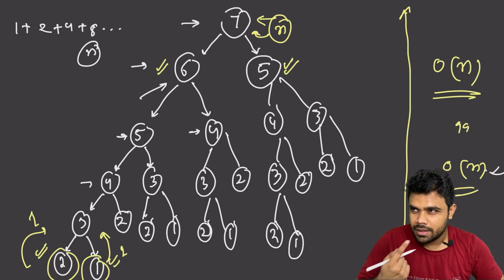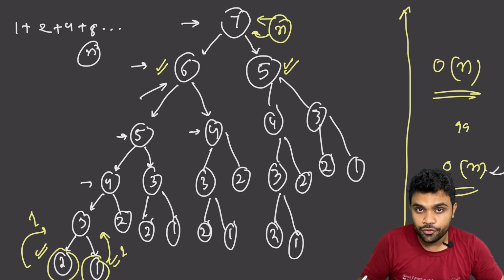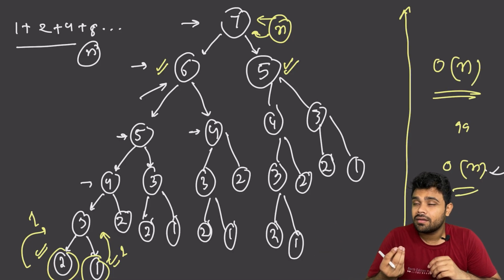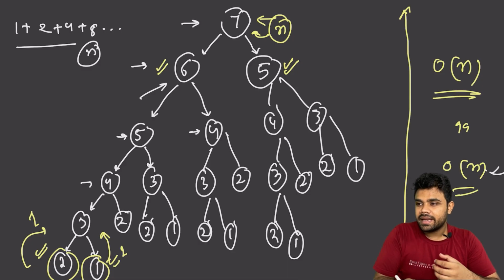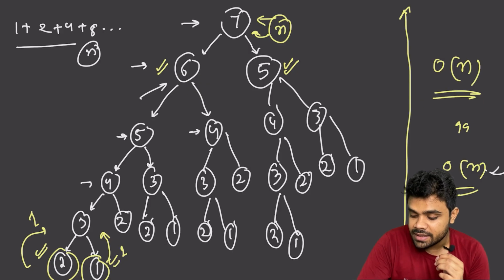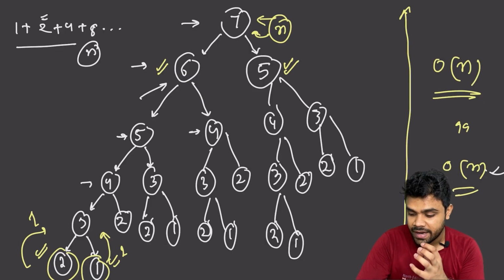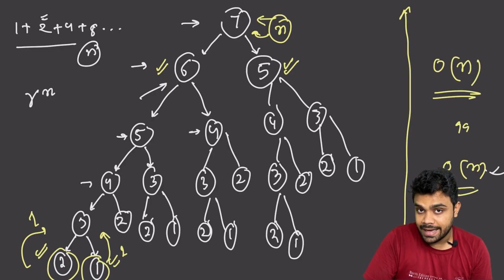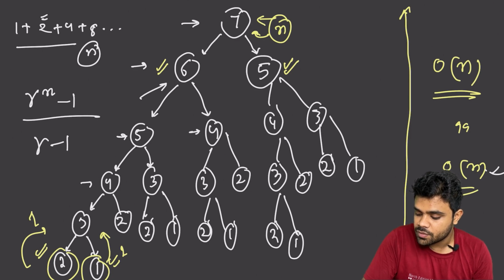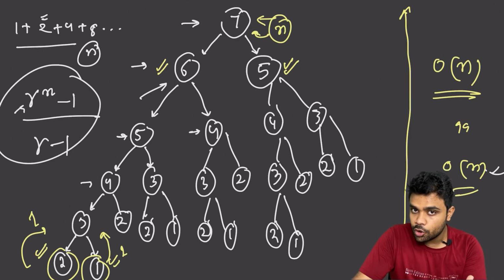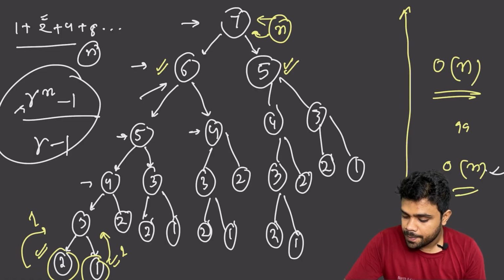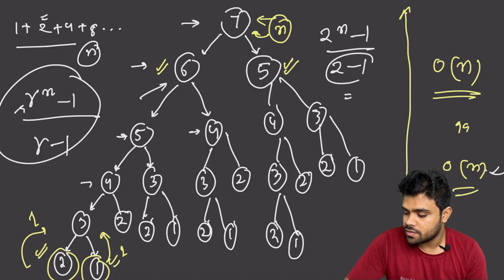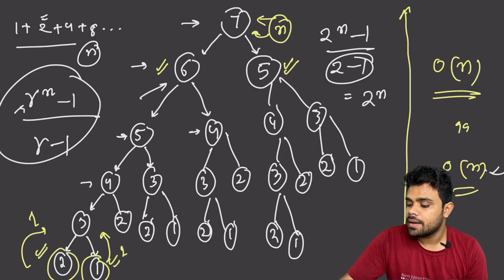So this is a GP, a geometric progression, with a factor of 2, right? Multiplicative factor, whatever it is, every time we are just multiplying it by 2. This is a geometric progression and we need to find the sum of this GP. Sum of the GP is equal to r raised to the power n minus 1 divided by r minus 1. So this multiplicative factor r is equal to 2 here. So it will be 2 raised to the power n minus 1 divided by 2 minus 1, and 2 minus 1 is 1, which is equal to 2 raised to the power n minus 1.